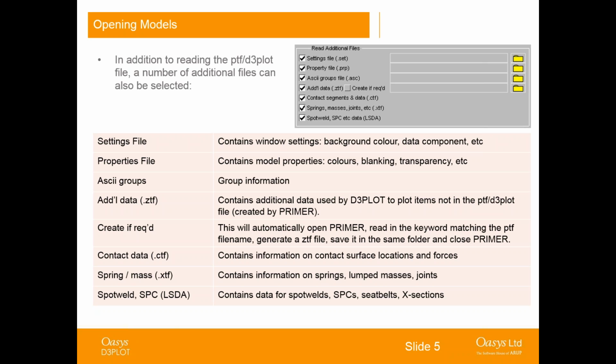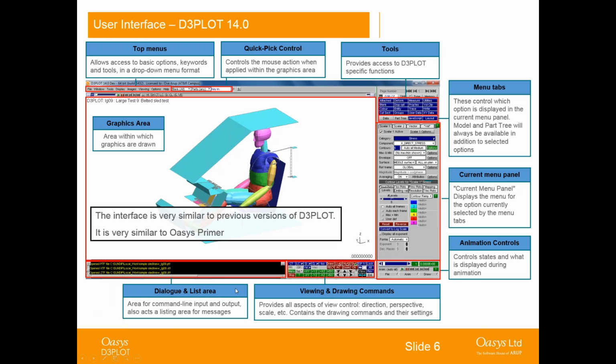We can read that into D3plot as well. And if you did have XDF data, springs and lumped masses, we can read those in. LSDA data such as spot welds and SPCs can also be read in. So we can read in all of the results that we desire. This is the basic layout of D3plot.